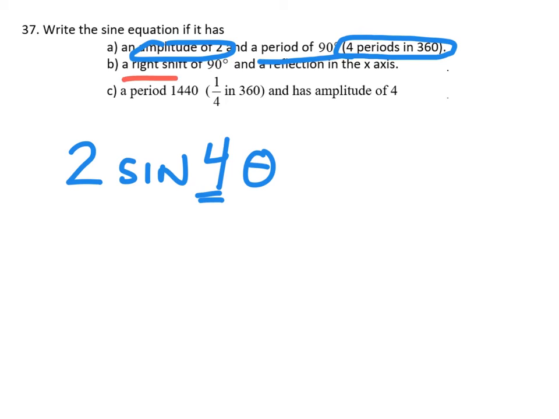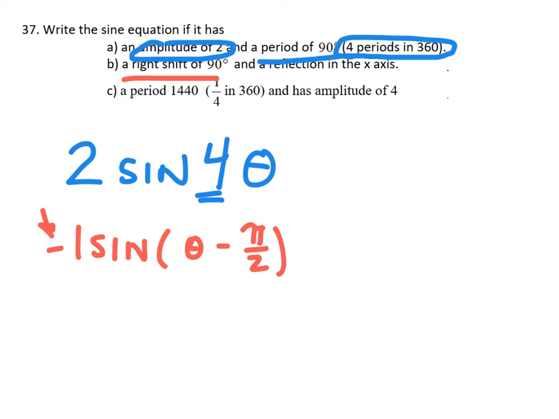Next one says we shift to the right by 90. So that would be right would be negative, and you could put 90 here or the pi over 2. I'm going to put pi over 2. And it's been reflected. And so reflection means a negative out here.